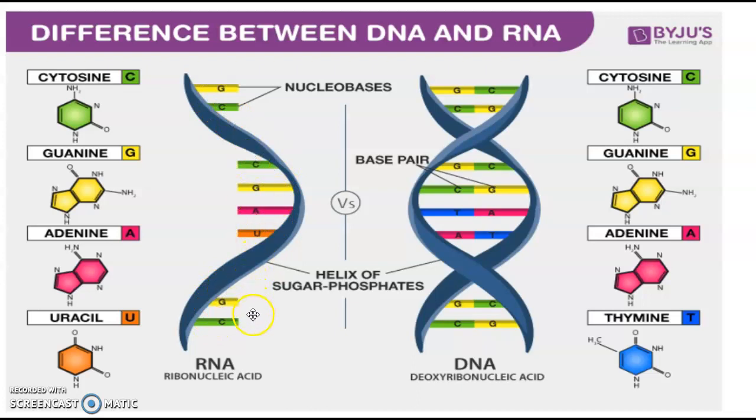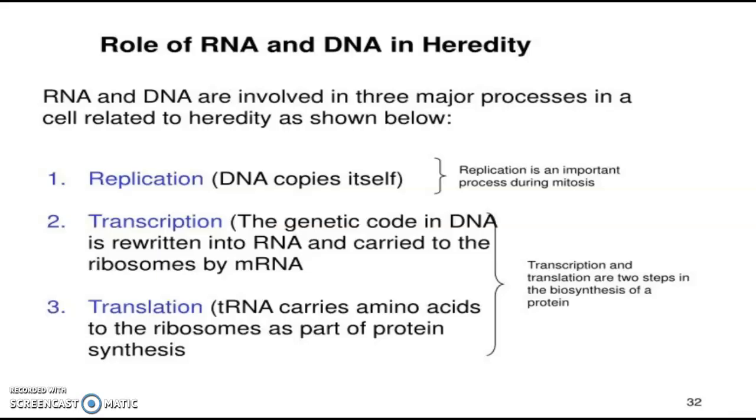DNA and RNA have a major role in heredity, carrying information from one generation to another. RNA and DNA are involved in three major processes in a cell related to heredity, as shown below. First one is replication, that is DNA copies itself. So one DNA will give another DNA by the process of mitosis.